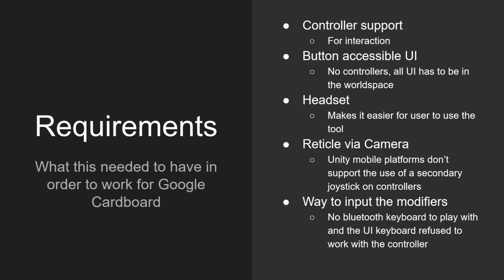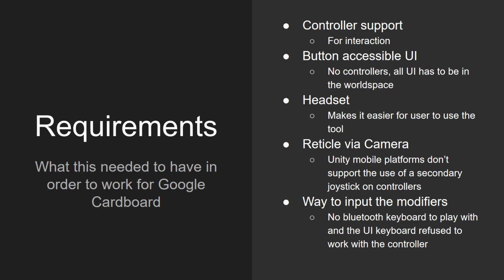Button accessible UI. UI is not actually accessible. Everything needs to be in the world space, and even then, it's not guaranteed. So I have to make sure that the UI that I used is accessible by buttons. A headset. I mean, you could do it without a headset. You'll still get that split screen view when you upload your build, but it's going to be kind of blurry. It'll look kind of weird.